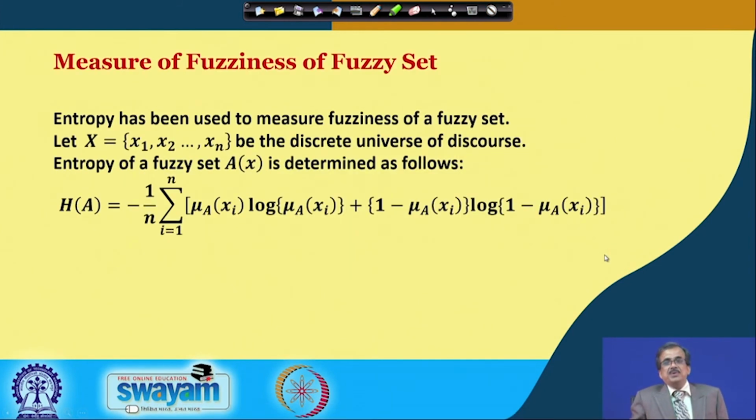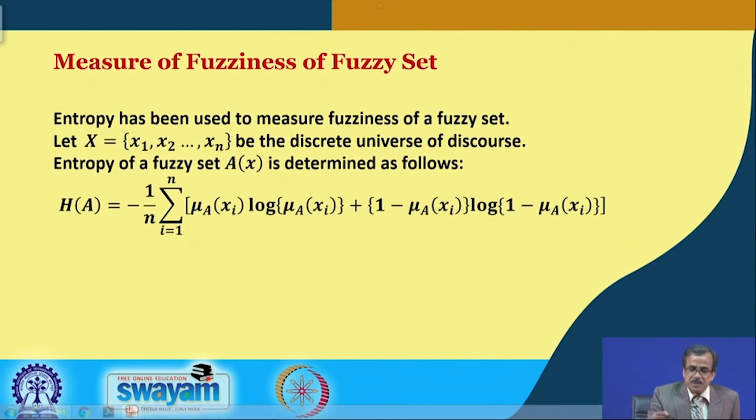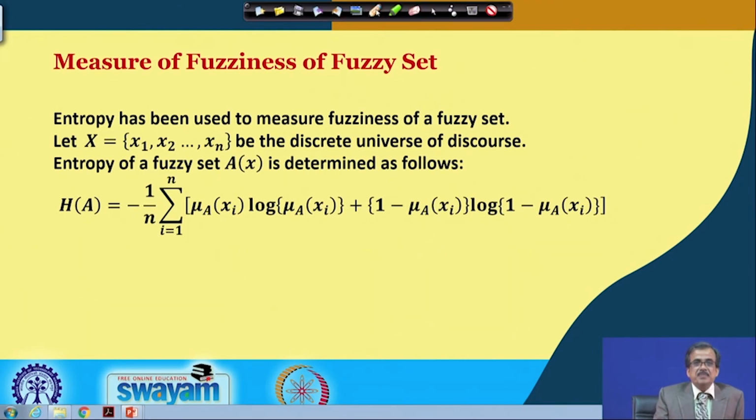Now, I am going to define two terms. One is called the measure of fuzziness. So, how do we mathematically find out the fuzziness of a fuzzy set? To define the fuzziness of a fuzzy set, we use a particular term called the entropy. So the term entropy is used to define the fuzziness of a fuzzy set.